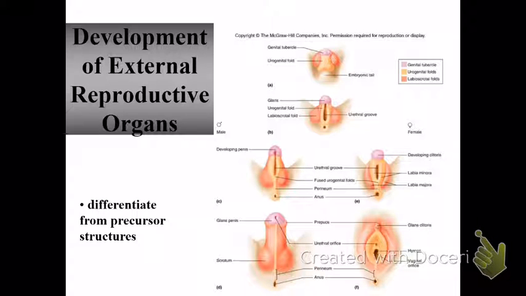Okay, development of external reproductive organs. And so you can look at this and kind of see it's similar at the beginning, and then one side is female and the other side turns out to be male. But look at the similarities and how neat that is. So that's pretty interesting. Take a second to look at that slide.